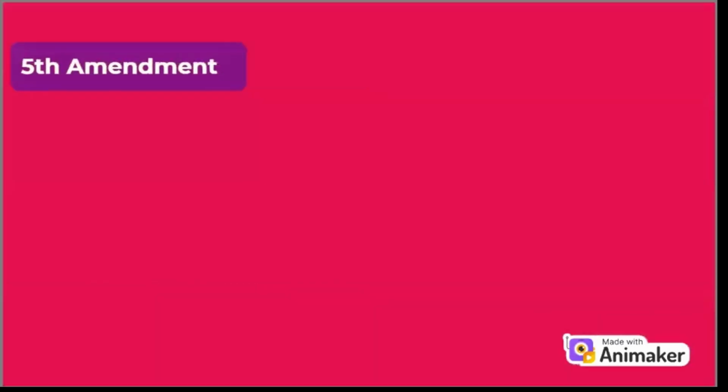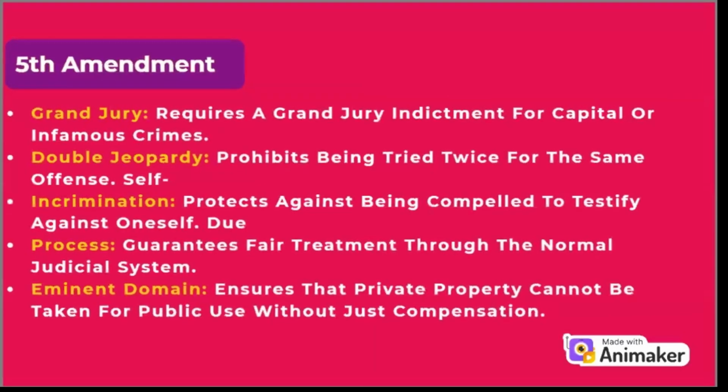The Fifth Amendment provides several protections. Grand jury requires a grand jury indictment for capital or infamous crimes. Double jeopardy prohibits being tried twice for the same offense. Self-incrimination protects against being compelled to testify against oneself. Due process guarantees fair treatment through the normal judicial system. Eminent domain ensures that private property cannot be taken for public use without just compensation.